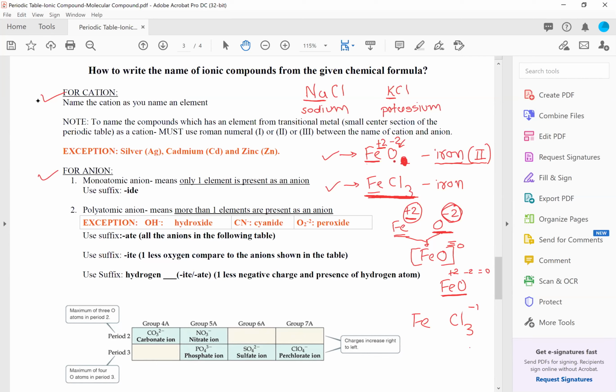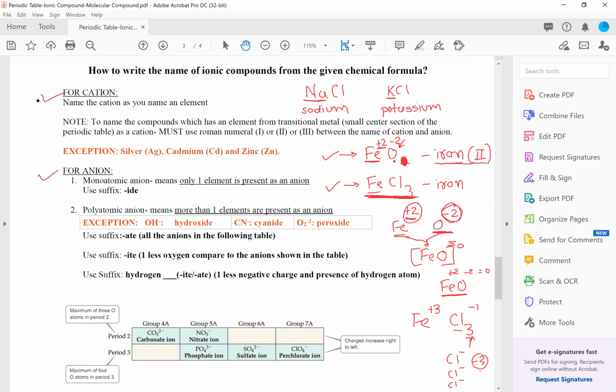However, we have a subscript on Cl. It means we have 3 Cl atoms in this formula. If each Cl is going to carry -1, and we have 3 Cl, the total negative charge would be -3. Now, if the total negative charge on the anion is -3, then what should be the positive charge? +3, right? So in this formula, iron must be carrying +3 charge.